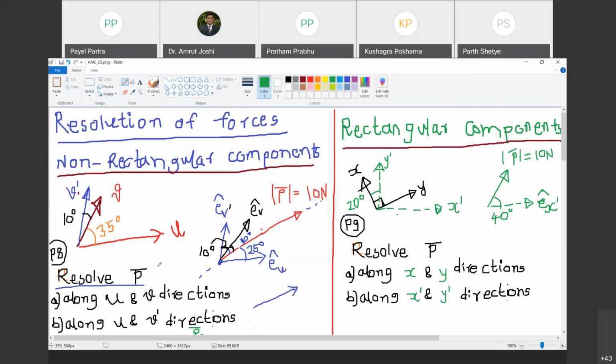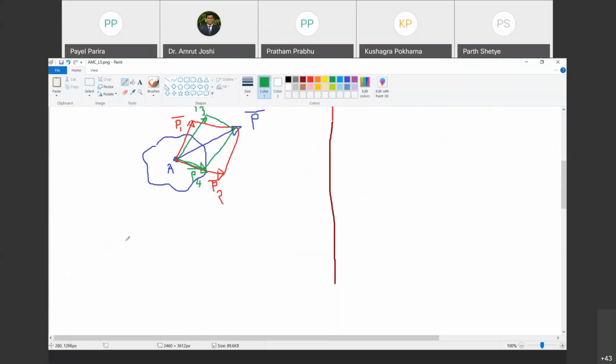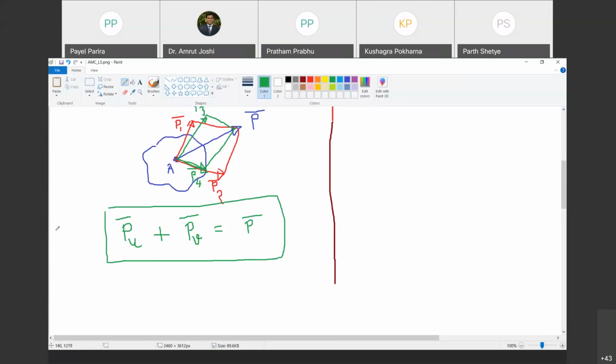So resolution का मतलब क्या है? When I say I want you to resolve this force P bar along U and V directions, let me say the component of force along U direction is PU bar, and component of force along V direction is PV bar. Then PU bar plus PV bar should lead to P bar. This is the meaning of resolving P along U and V. Are you with me? Yes, sir. So now is the definition clear?